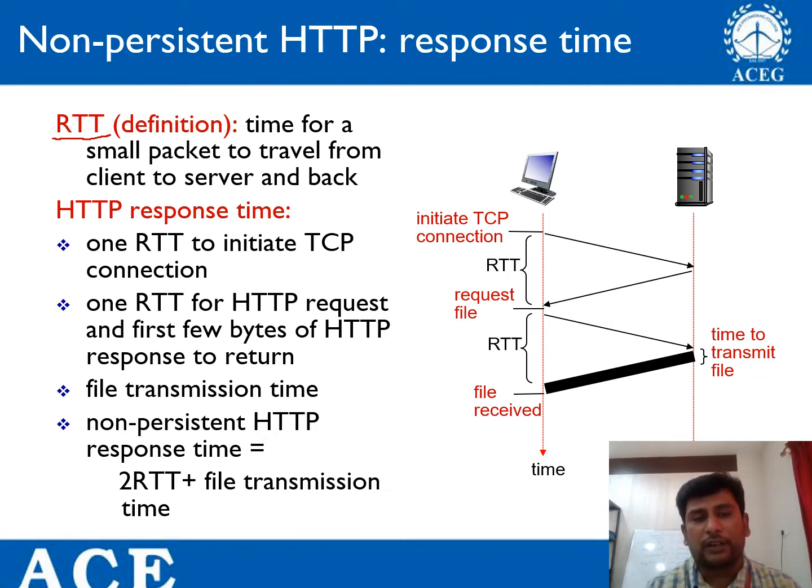First, one round trip time is required to initiate the TCP connection. So here you are making a TCP connection request, the request reaches the server, and then it accepts and responds. The total time required is one RTT. And once the connection has been established, the client will make a request to the server for a particular object. And once that request is received by the server, it will respond along with the object.